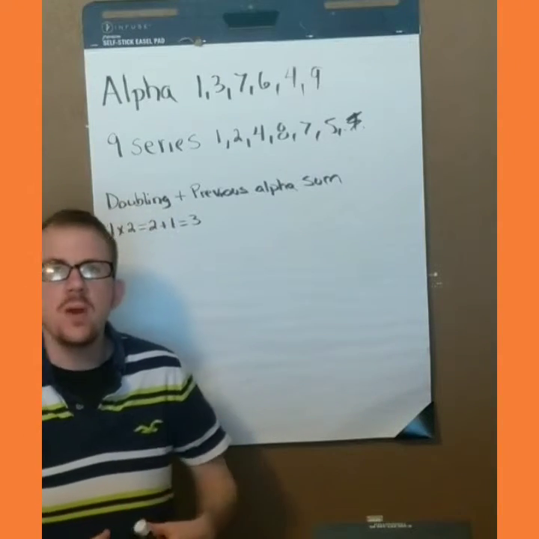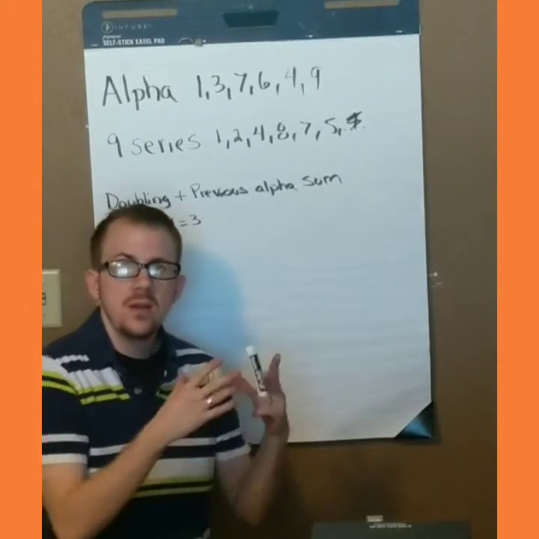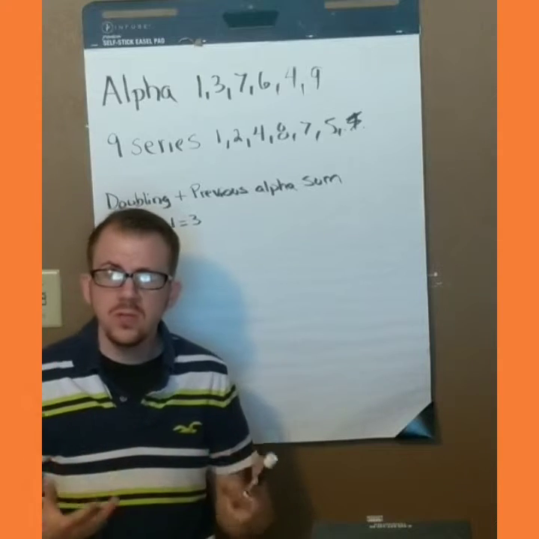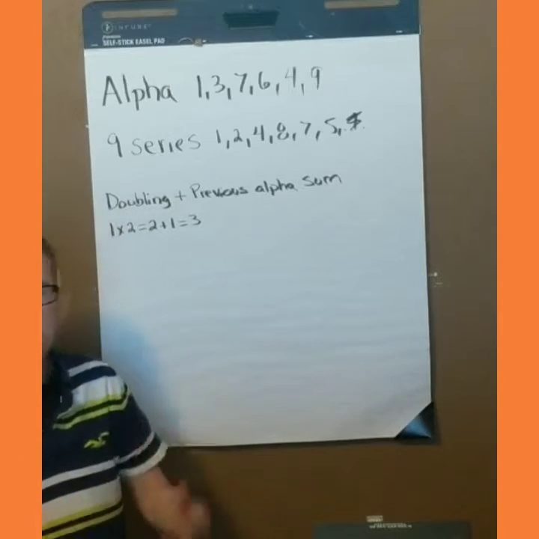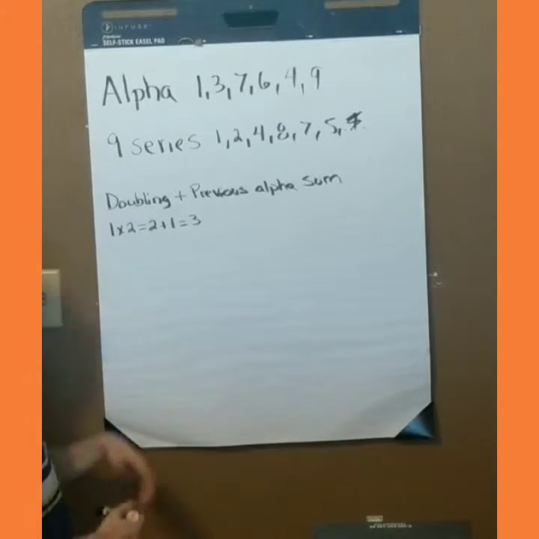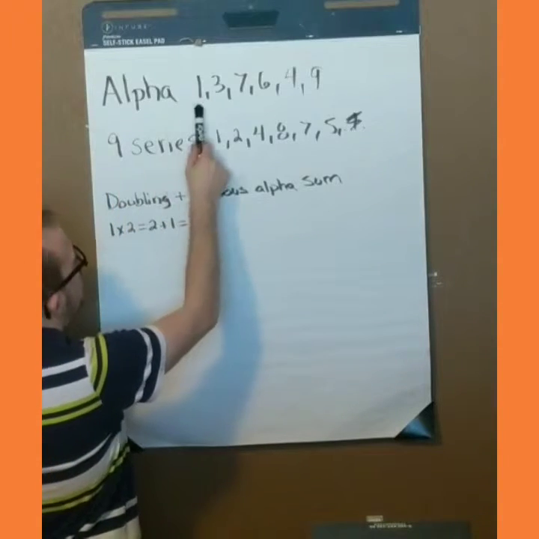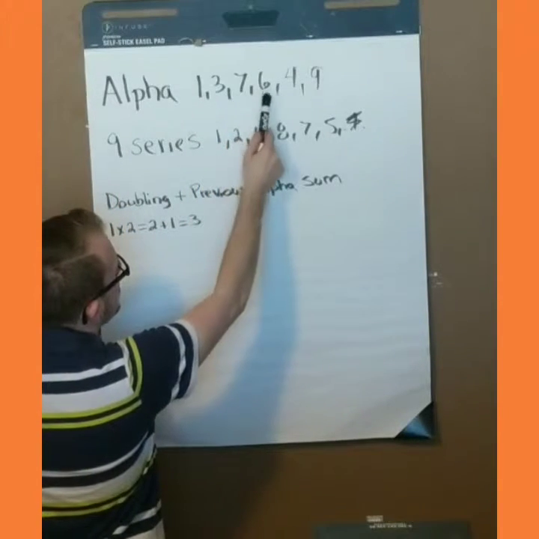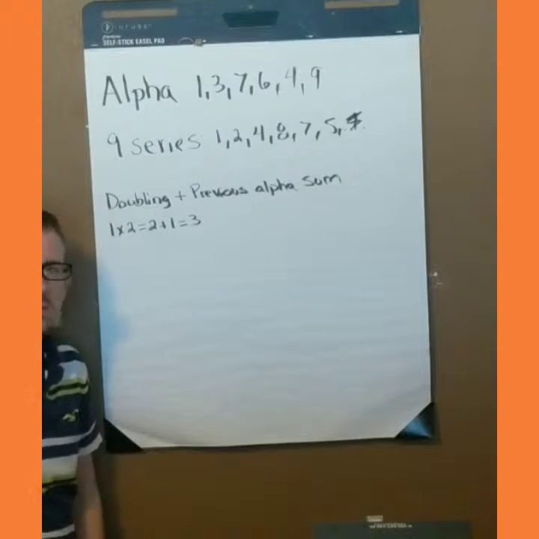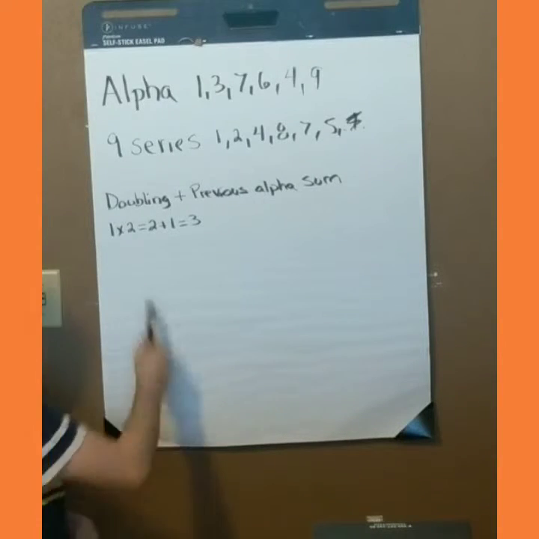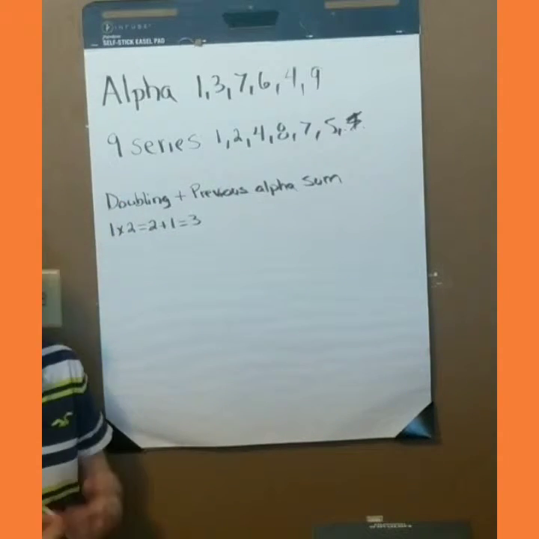All right, so now that you have a better understanding of the 9 series and a more complete understanding of it, let's go ahead and start talking about the alpha. The alpha series is 1, 3, 7, 6, 4, and 9. And as I said earlier, it's actually nested within the 9 series, and I'm going to show you what that looks like.